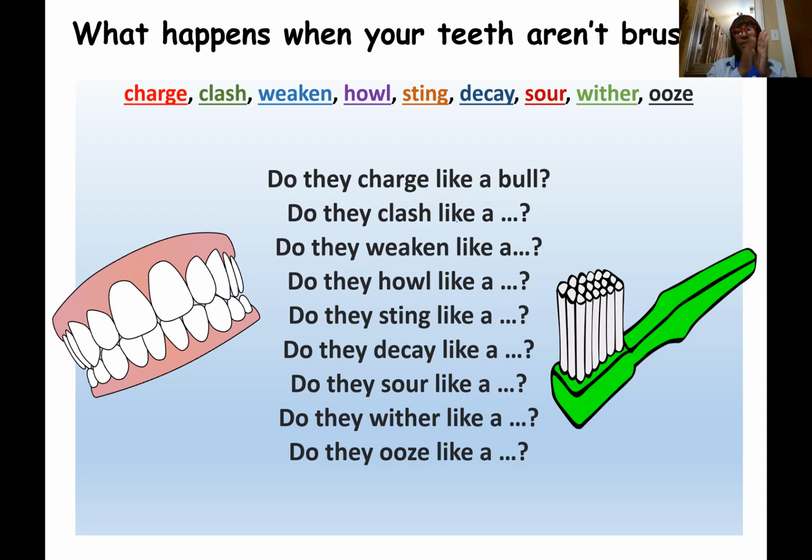So I want you to write this poem and determine the proper way of expressing what happens when teeth are not brushed. And I gave you the verbs: charge, clash, weaken, howl, sting, decay, sour, wither, ooze. So whatever you choose, make sure it's something that charges, something that clashes, something that weakens, howls, stings, decays, sours, withers, and oozes.